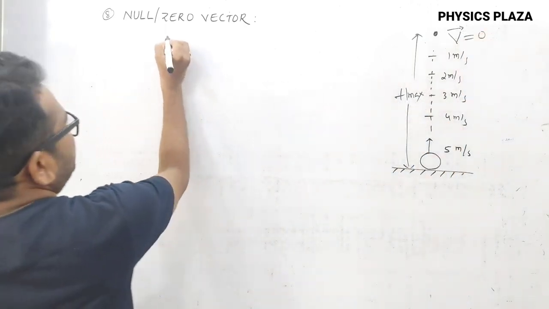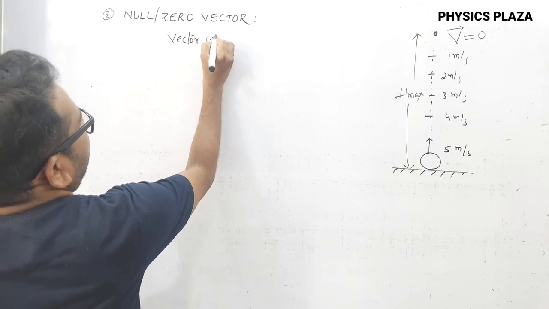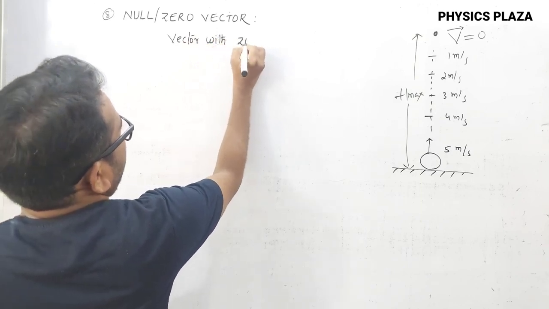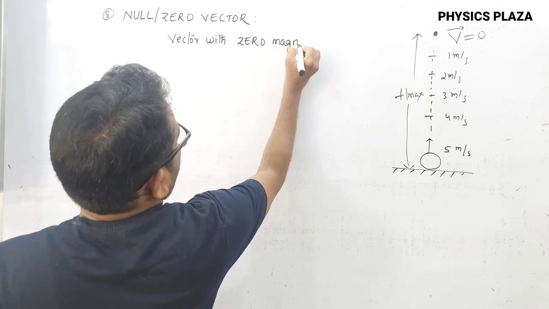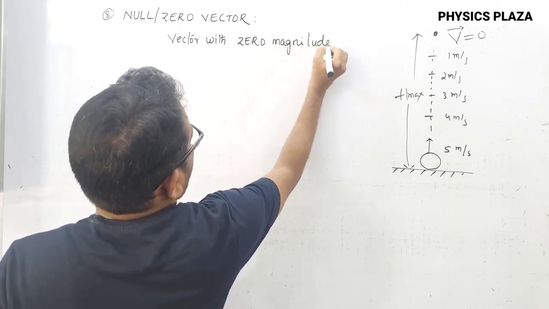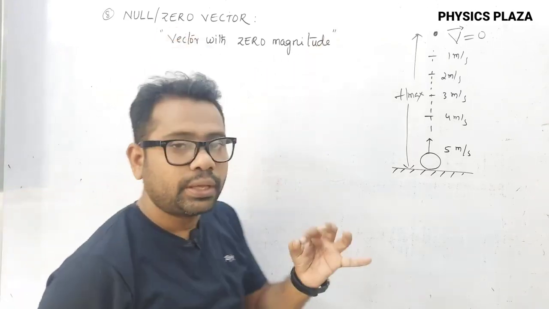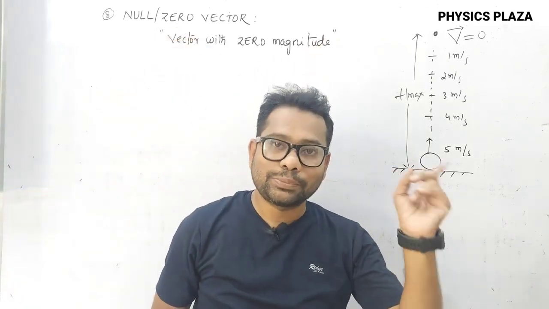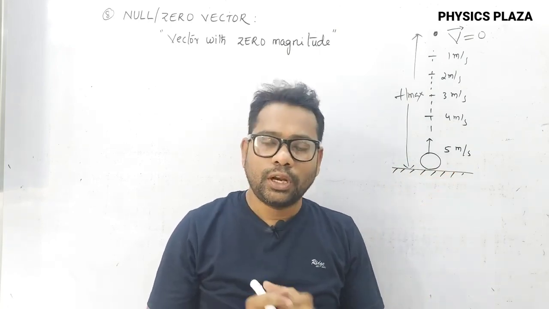Children, it's very important. A vector with 0 magnitude is called a null vector or zero vector. The best example, children: the velocity of an object at the highest point is the best example for a null vector or zero vector. Now one more thing, children.